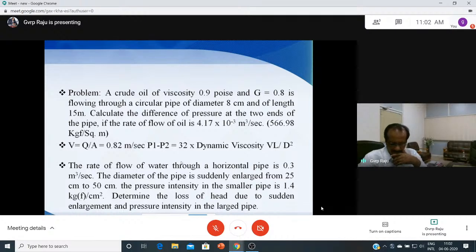The rate of flow of water through a horizontal pipe is 0.3 meter cube per second. The diameter of the pipe is suddenly enlarged from 25 centimeters to 50 centimeters. The pressure intensity in the smaller pipe is 1.4 kg force per centimeter square. Determine the loss of head due to sudden enlargement and the pressure intensity in the larger pipe.